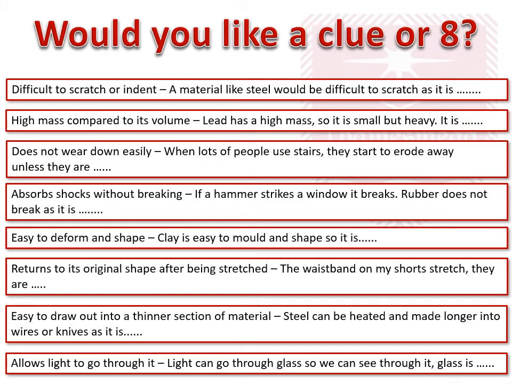So here are some clues. It's difficult to scratch or indent. A material like steel would be difficult to scratch or indent, as it is what? And then try and get the word. And you can read the rest of the clues yourself to try and get an idea of what those words might be. Answers are on the next page, so don't move on until you've tested yourself as much as you can.